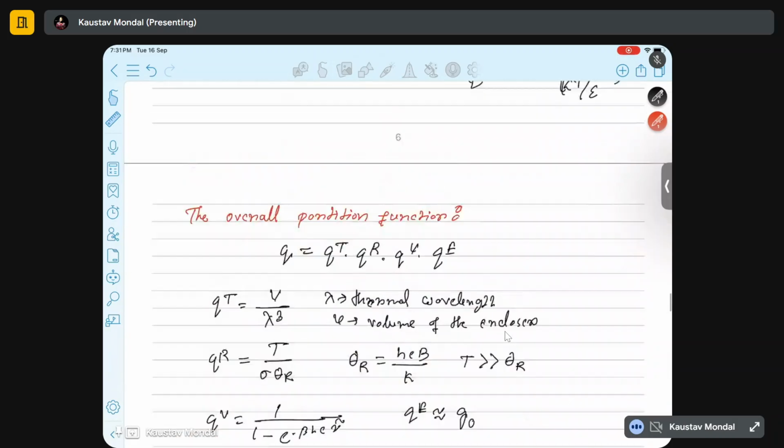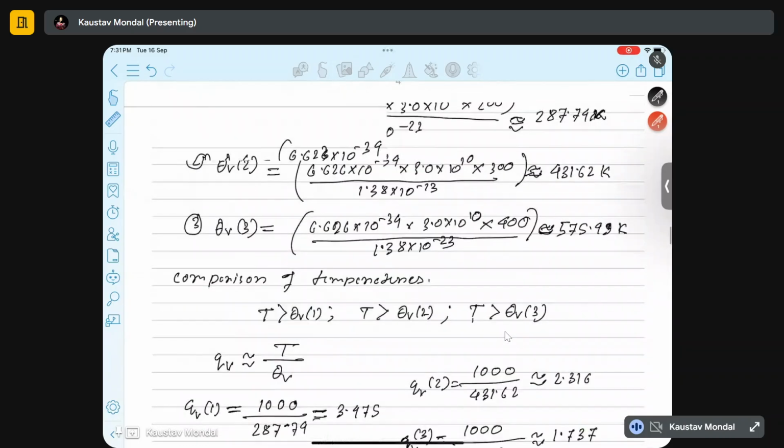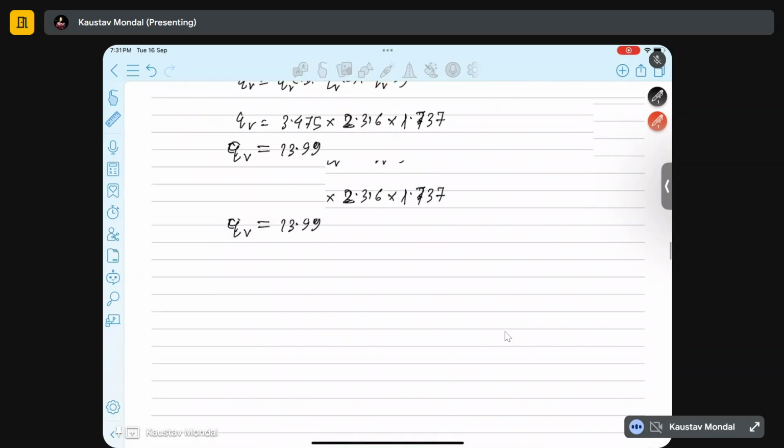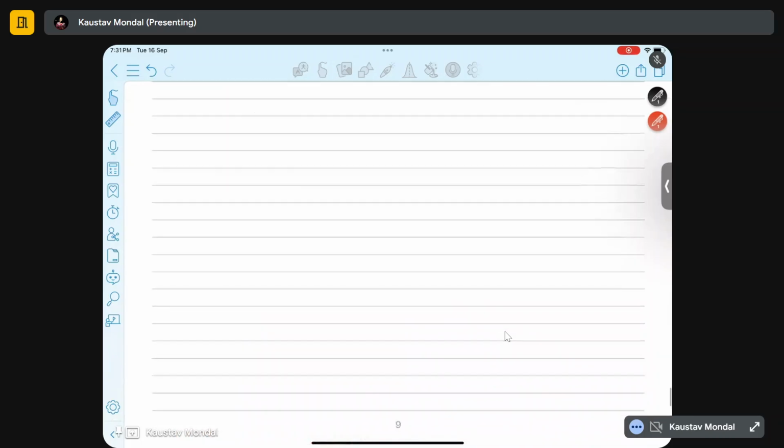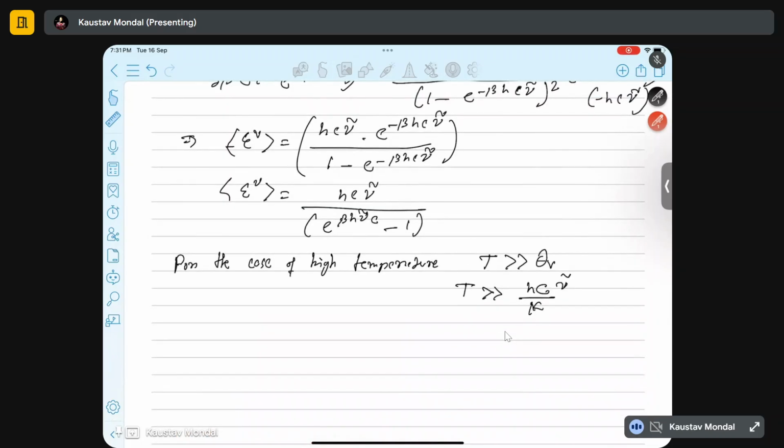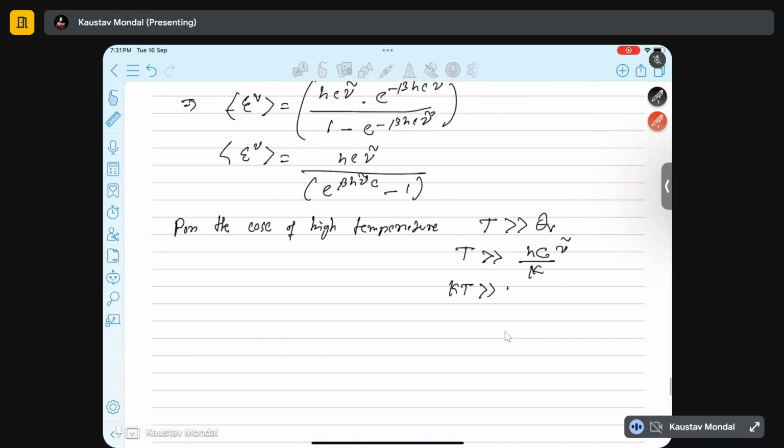Just take the expression of theta V, we forgot one second, theta V is HC nu tilde over k. So HC nu tilde plus k. So that means kT will be greater than HC nu tilde. So that means we can further split this exponential term into a series term, 1 plus e to the power, and write up to the first order. As you know, you can safely neglect the higher order terms.